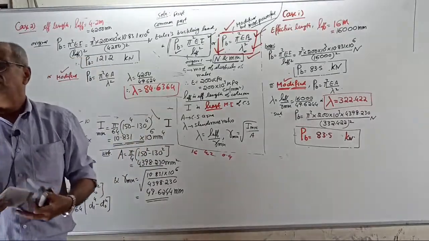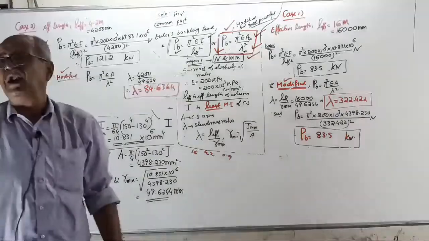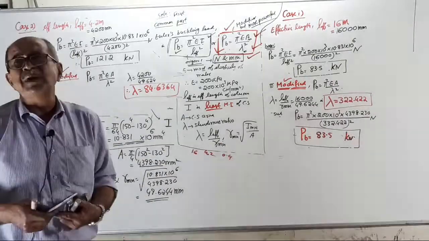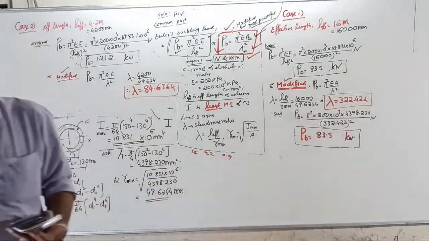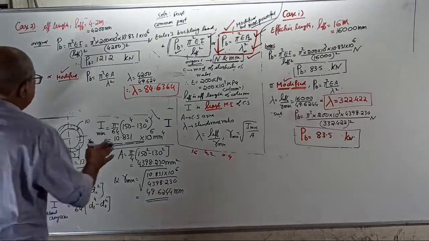If you usually use an ISMB section, for a 4.5 effective length, lambda comes around 80, 90. It is a normal case. So the IS code will tell no problem. This is a reasonable case. That means okay.